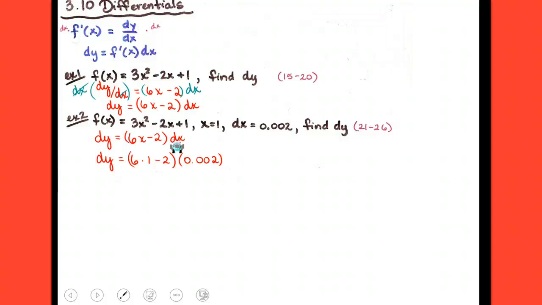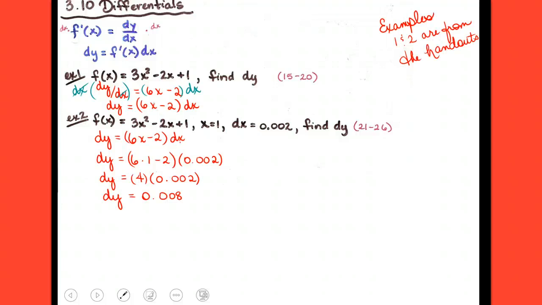Yes, 0.008. So that would be my differential dy. So again, for the differential, sometimes you can come up with an equation, sometimes you can come up with a value. And the little red numbers that you see over here are the homework problems that are going to coincide with that type of an example. So 15 through 20 are like that first type, and 21 through 26 are like that second type.